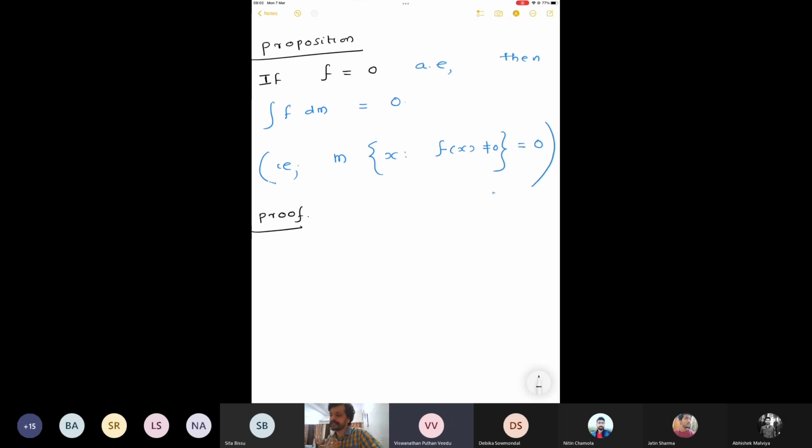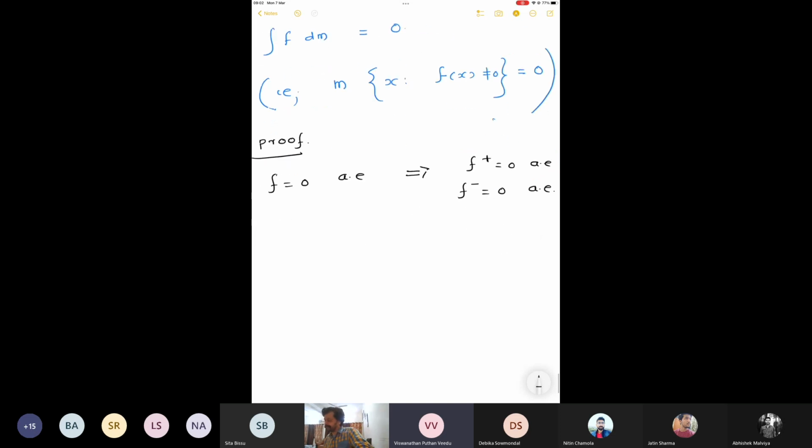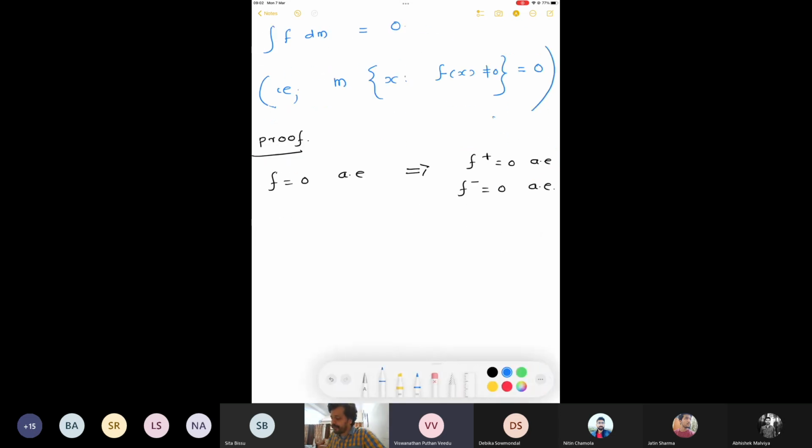Anyway, let us prove this proposition. f equal to 0 almost everywhere will give you that f plus is 0 almost everywhere and f minus is 0 almost everywhere. Now for a non-negative function, I don't know whether I have proved it or not. If I have not proved it, you can do it as an exercise.